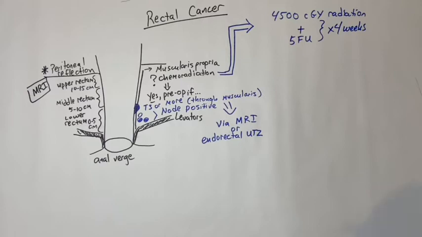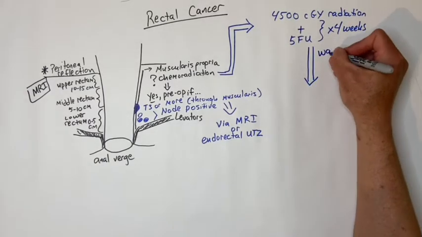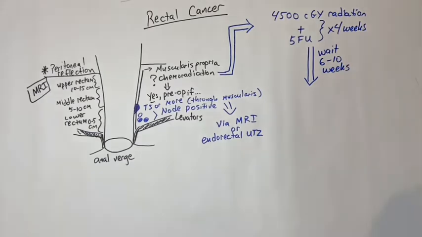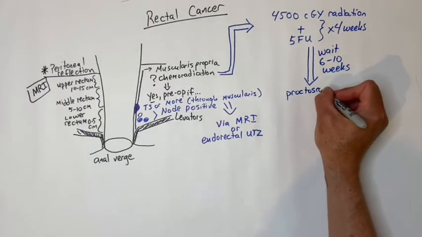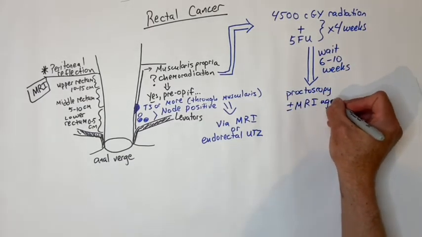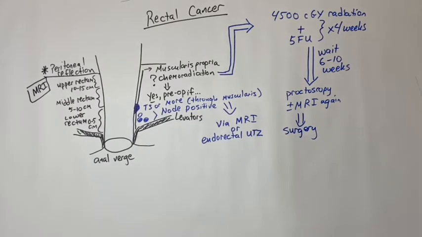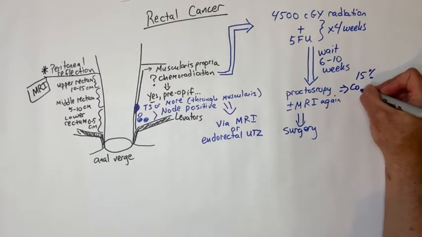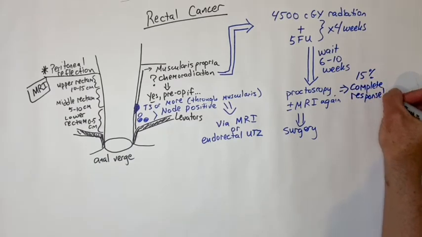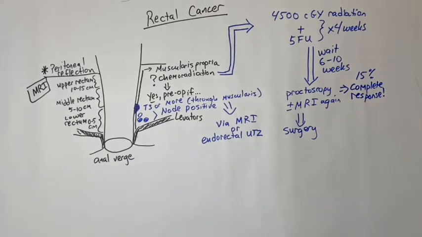After the long course chemoradiation of 4 weeks, then we wait 6 to 10 weeks to restage, which is a proctoscopy and maybe an MRI again. Then you should do the surgery, waiting that period of time for the tissue to recover. 15% of tumors will completely disappear or have a complete pathologic response with chemoradiation. But for testing purposes, you should still offer those people curative surgery, same as everybody else.